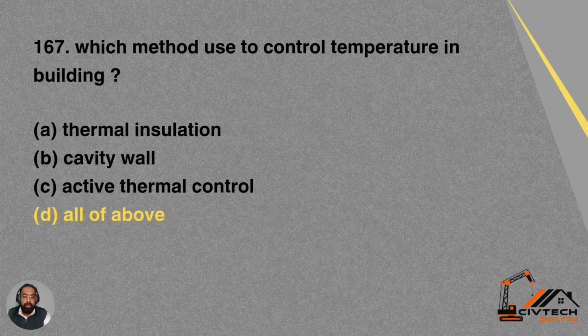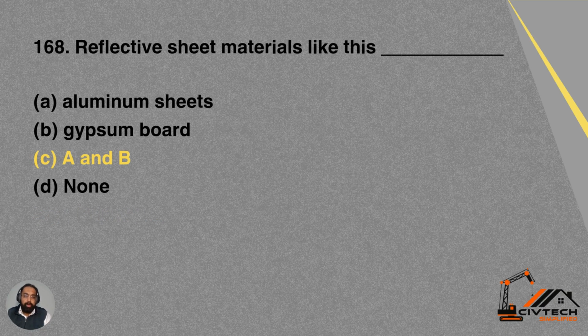167. Which method is used to control temperature in the building? Option A, thermal insulation. Option B, cavity wall. Option C, active thermal control. Option D, all of the above. So all these are the correct answers, and these are the methods which are used to control the temperature within the building. Thermal insulation, cavity walling, and active thermal control. D is the correct answer, which is all of the above.